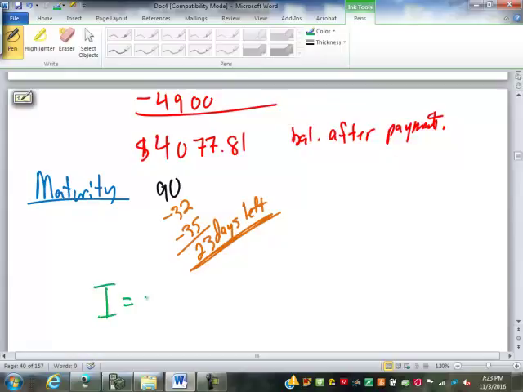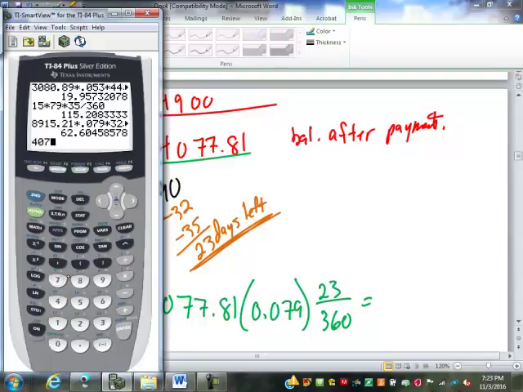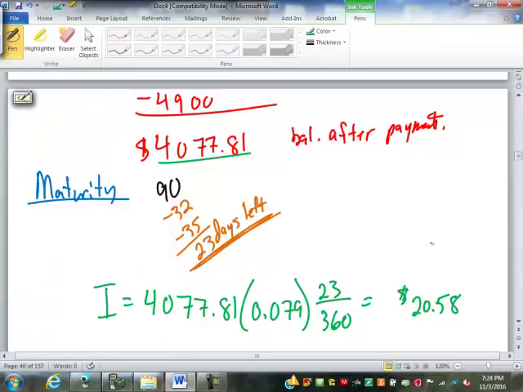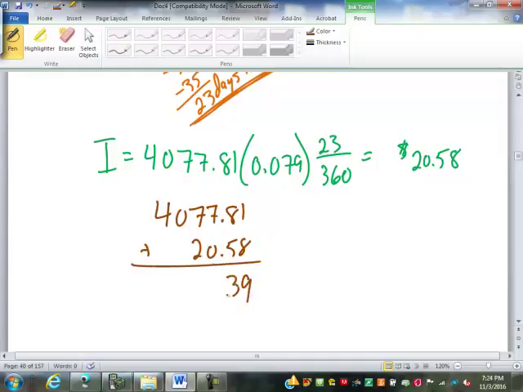So my interest is found off that previous balance of $4,077.81 and 0.079, 23 over 360. $20.58 is our new interest. We're going to add that on the previous balance. $4,098.39 is the balance due at maturity.